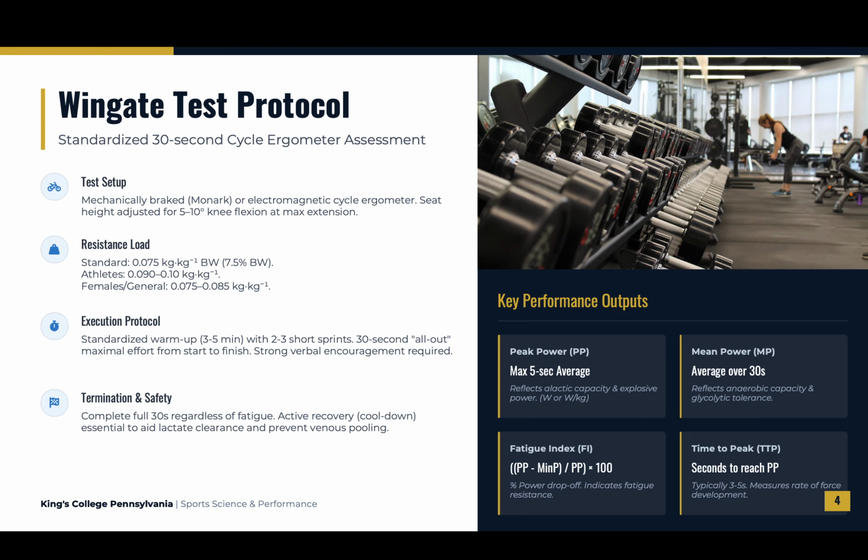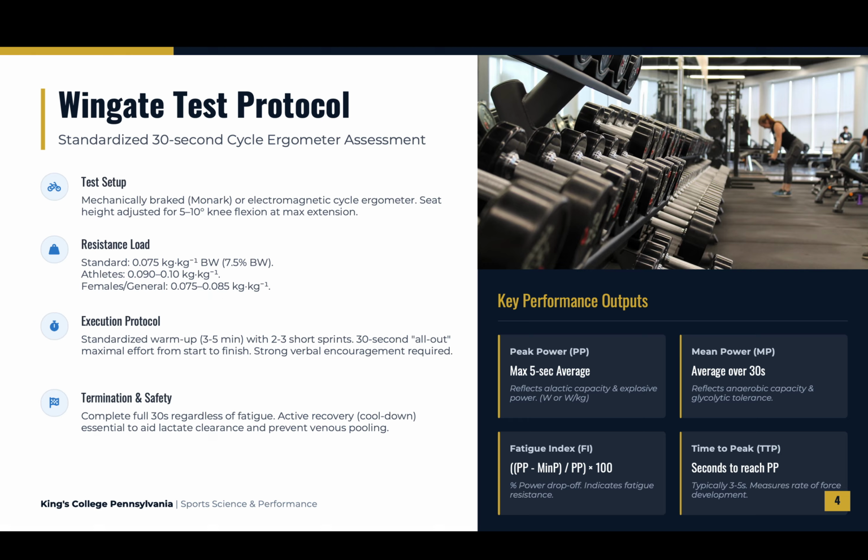What are the key performance outputs? Here is the peak power, the max 5-second average. This reflects the lactic capacity and explosive power. The mean power is the average over the 30 seconds all out. This reflects the anaerobic capacity and the glycolytic tolerance.